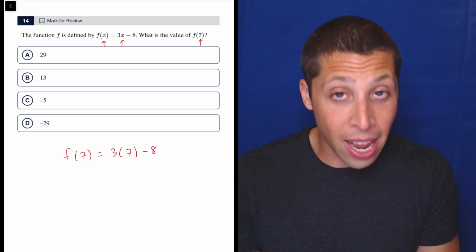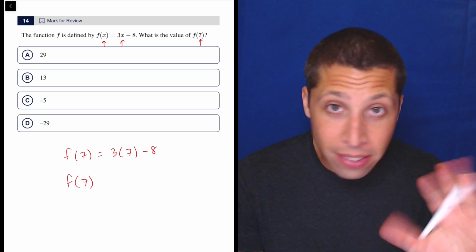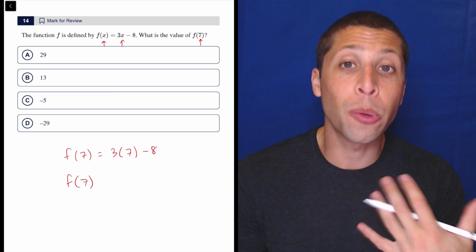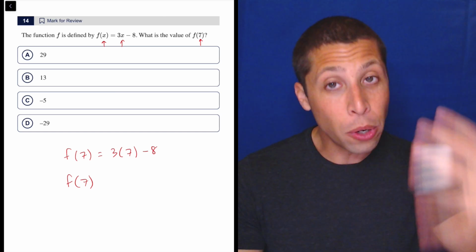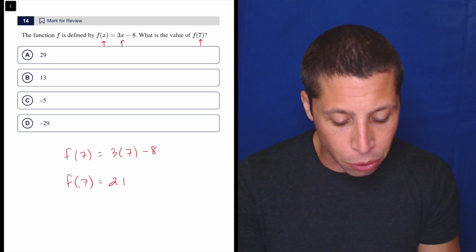So this left side here is not anything. It's not like we have to solve for f. F is not a thing. It's kind of like we're solving for that entire left side. F of 7 is a notation. It's telling us that we're putting 7 into the f equation, and what are we getting out? That's where we start doing the math.